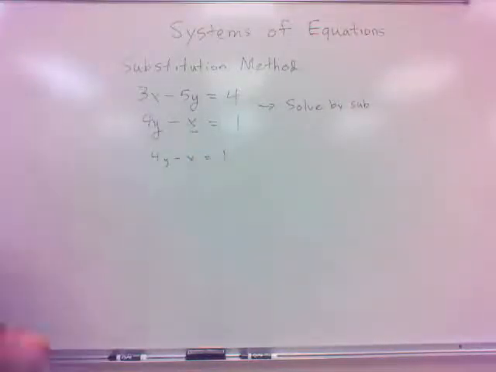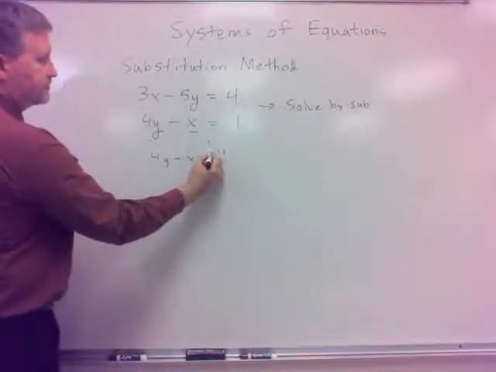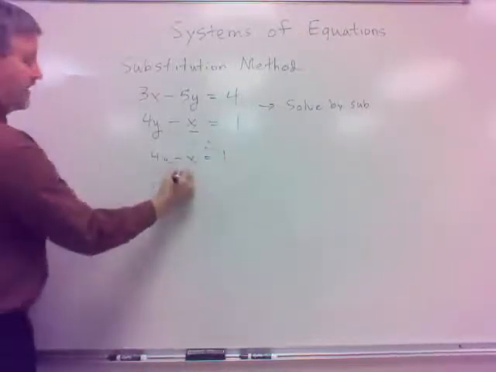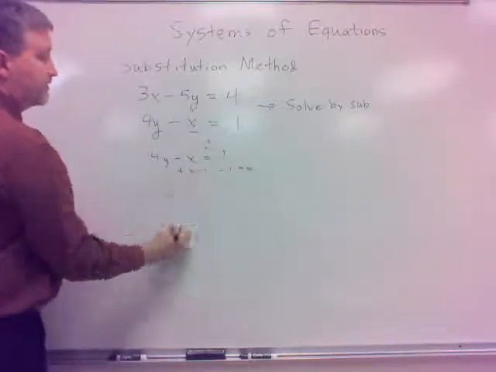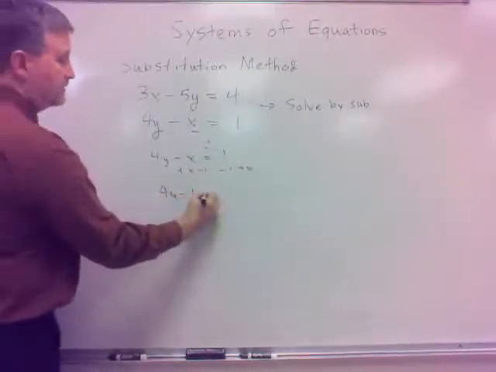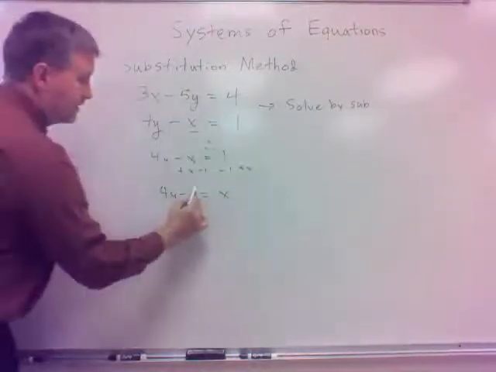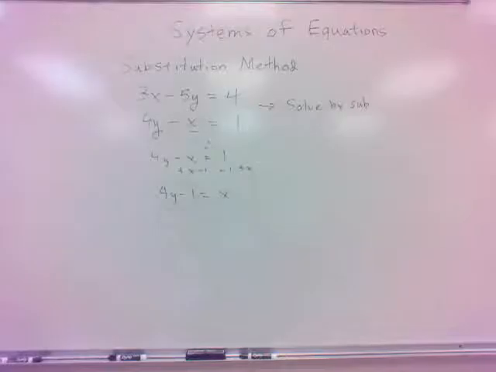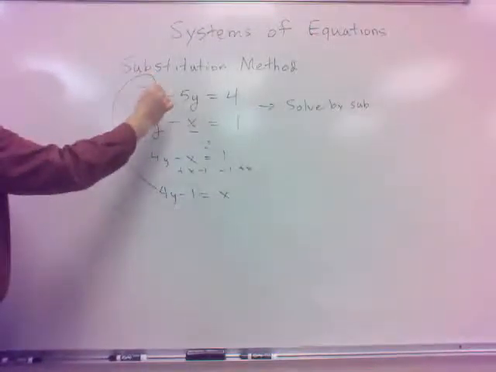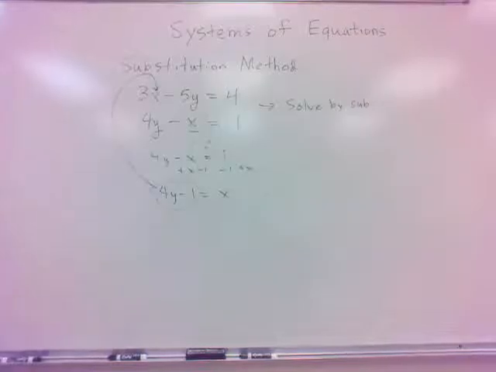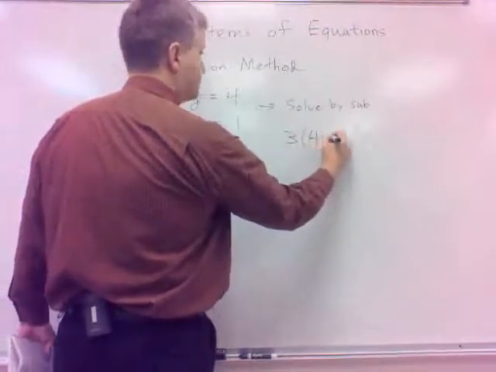You could do it a couple of ways. Basically, if I just switch sides here for the x and the 1, add the x to both sides and subtract 1 from both sides, I get 4y minus 1 equals x, don't I? And so there is our equivalency for x. So I can take that and plug it in for x in the other one, can't I? x is 4y minus 1, so plug that in to my other equation for the x.